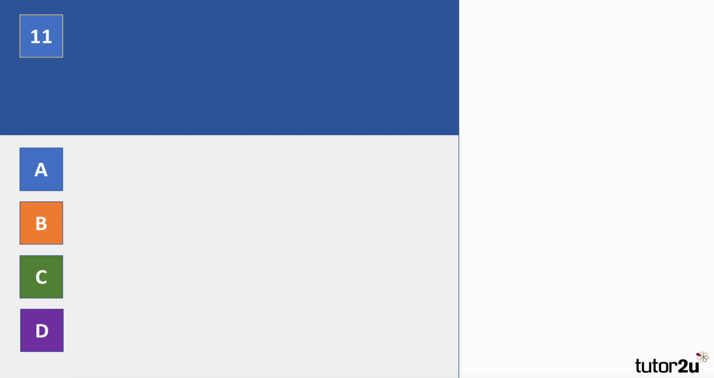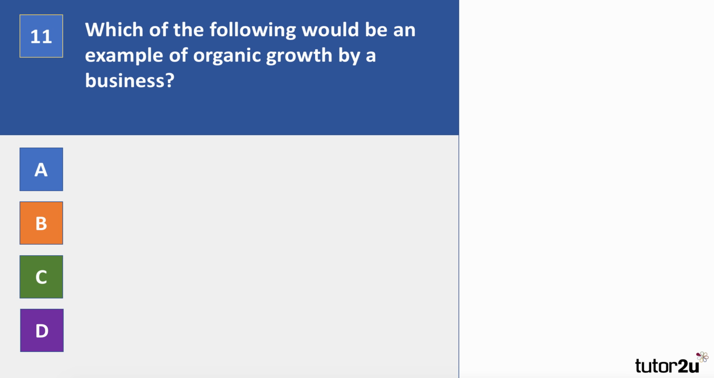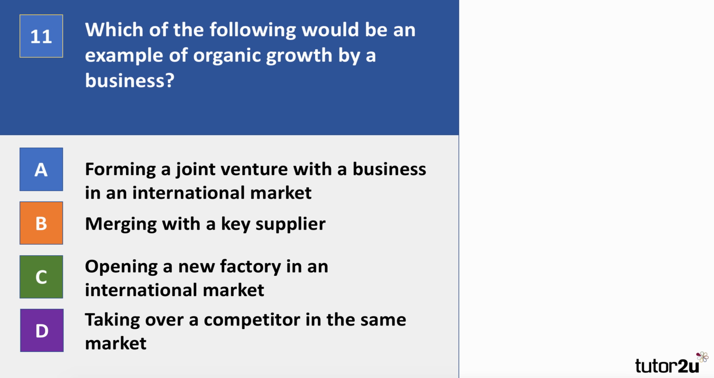Okay, 5 to go. Question 11 now. Which of the following would be an example of organic growth by a business? So 4 options to choose from. Pause the video, make your choice.